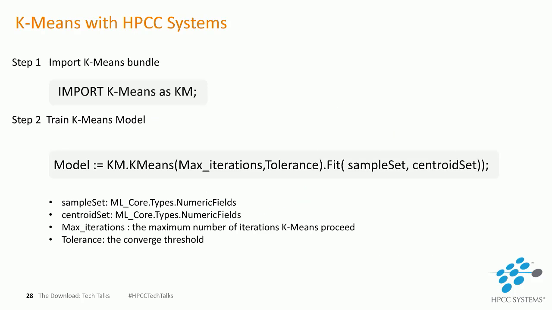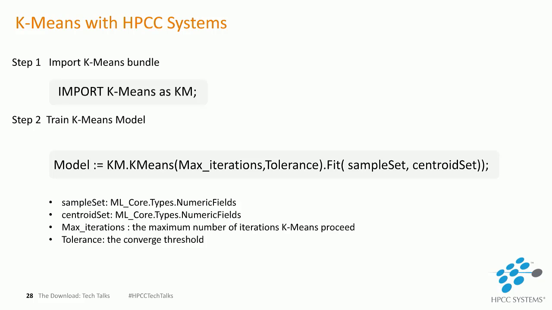Okay, so we now know how KMeans works. Then let's see how to use KMeans in HPCC Systems to automatically cluster your data. The first step is to download the KMeans bundle and install it on your machine, and then import the KMeans bundle using the import function, followed by the bundle name. You can use KM as a short name for your bundle KMeans. The next step is to train the model.